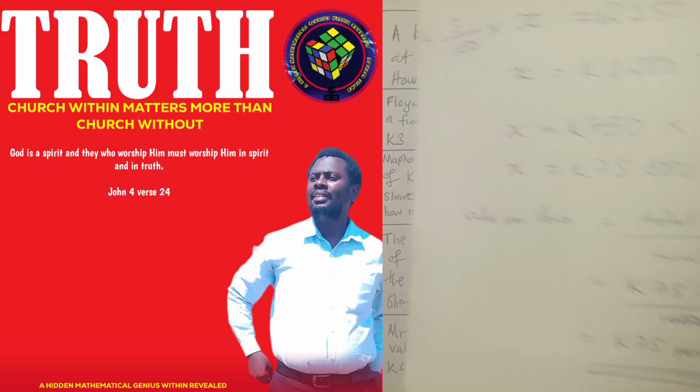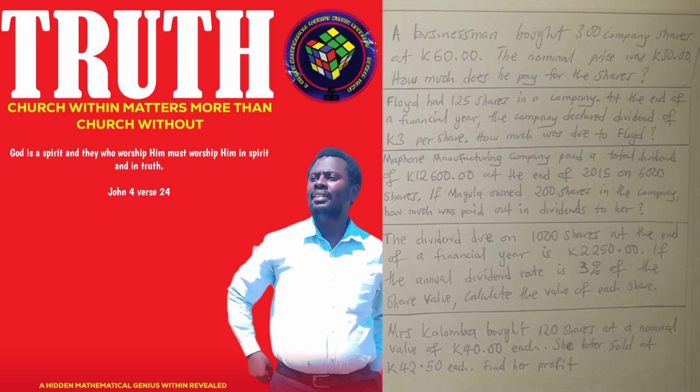Okay. We go to the last question. Mrs. Kalomba bought 120 shares at a nominal value of 40 kwacha each. She later sold at 42 kwacha 15 ngwe each. Find her profit. Okay, so she bought 120 shares at 40 kwacha and sold at 42 kwacha 15 ngwe.